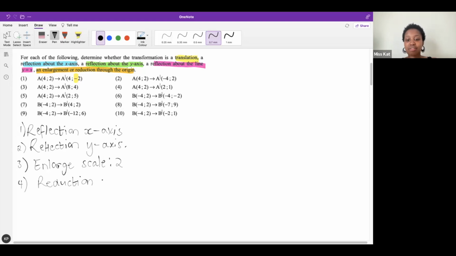But remember, if we're reducing, we make them fractions, right? So it's not a scale factor of 2, it's a scale factor of what? A half! Tashrika's on fire.